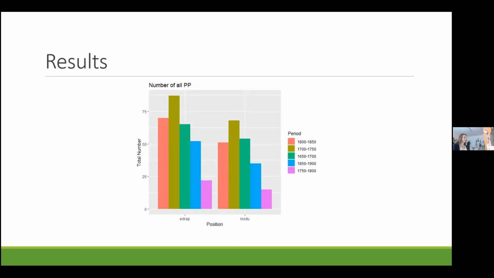For the results, we already see that we have quite a difference in numbers when we look at prepositional phrases. Most prepositional phrases were found in the period from 1700 to 1750, followed by the period 1800 to 1850, followed by the period of 1650 to 1700, and then the period of 1850 to 1900, so our youngest period. And finally, the fewest prepositional phrases were found in the period of 1750 to 1800.